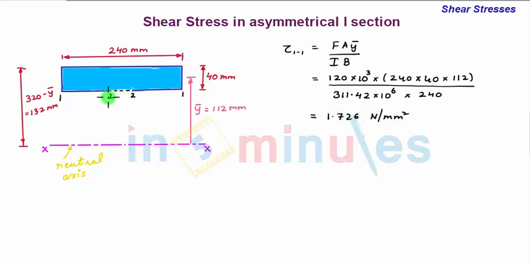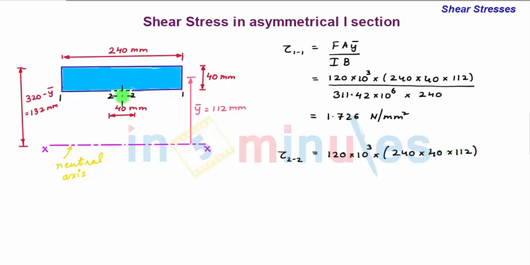Next we find out shear stress at layer 2-2. Now we know layer 1-1 and layer 2-2 are at the same level, the only difference being the width of the layer. The width of layer 1-1 was 240 mm, whereas the width of layer 2-2 is 40 mm, which is nothing but the width of the web. So shear stress at layer 2-2 will be given as force 120 into 10 to the power 3, A y bar will be the same, 240 into 40 into 112.